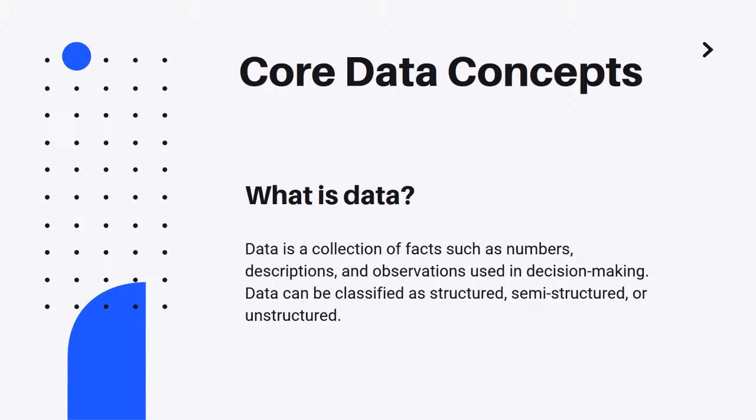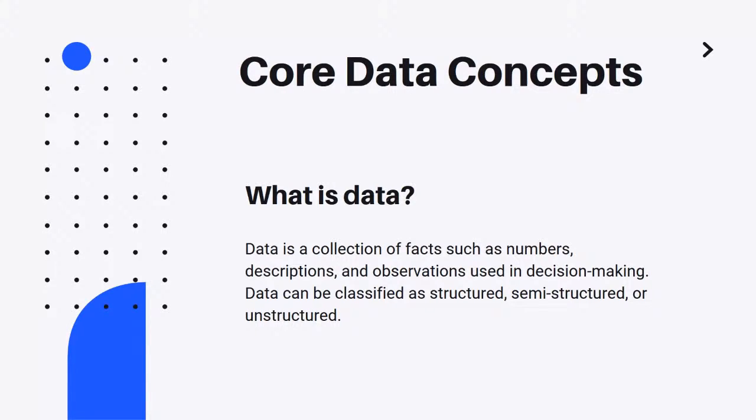Any raw collection, we could say, is data. Now we have data like words, photos, videos, and lots of collections. Data is classified into three categories basically: structured data, semi-structured data, and unstructured data.